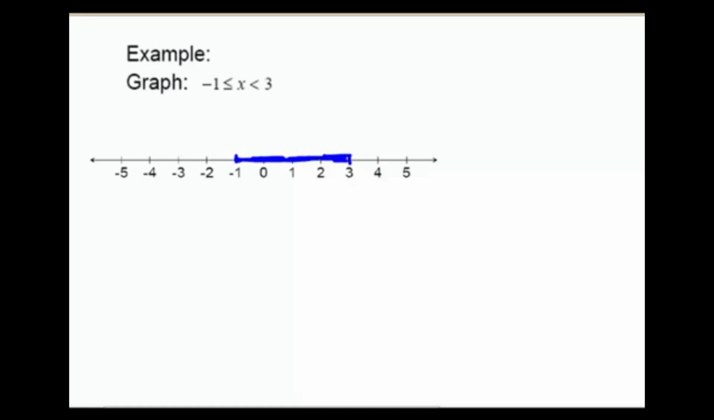And then you have to choose for your endpoints. For the -1, we do have the equals underneath. So that will be a bracket opening in the direction of your shading. And then for the 3, there is no equals underneath. So that will be a parentheses opening in the direction of your shading.